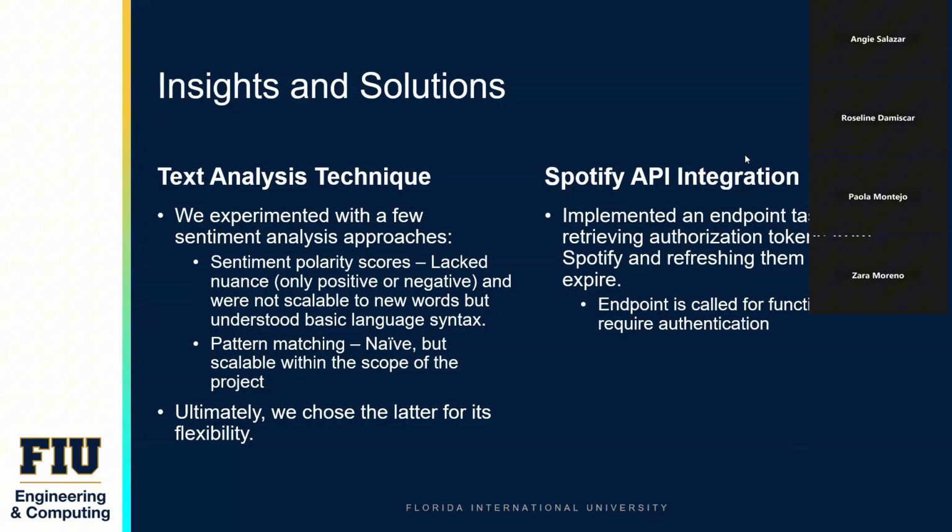Going further into what Paula said in the last slide, we explored different methods for interpreting mood descriptions. Sentiment polarity scoring wasn't nuanced enough, as it mainly detects positive or negative tone. Pattern matching, although simple, was scalable and flexible. It allowed us to quickly map user expressions to mood categories, so we ultimately adopted it as our primary NLP technique. On the back end side, we created an endpoint dedicated to retrieving and refreshing Spotify tokens. This ensured that playlist search always had valid authentication behind it.